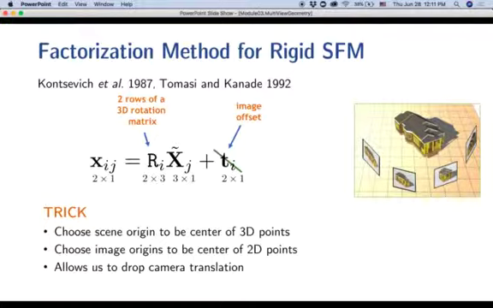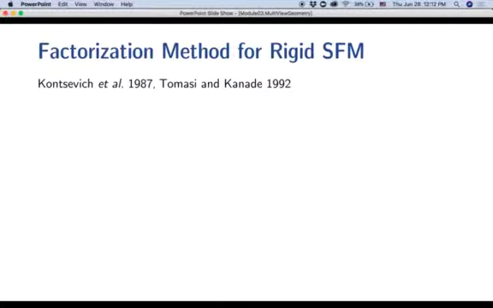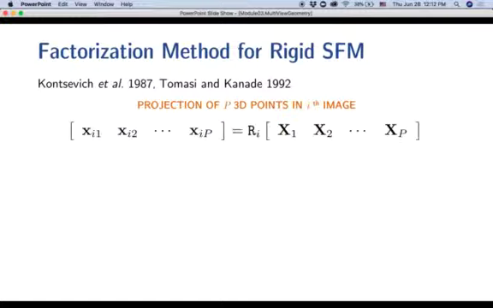Okay. All right. So now what that means is if I have P 3D points in one image, that's the ith image, my model is just now x_ij is R_i X_j. But now I don't have one point.